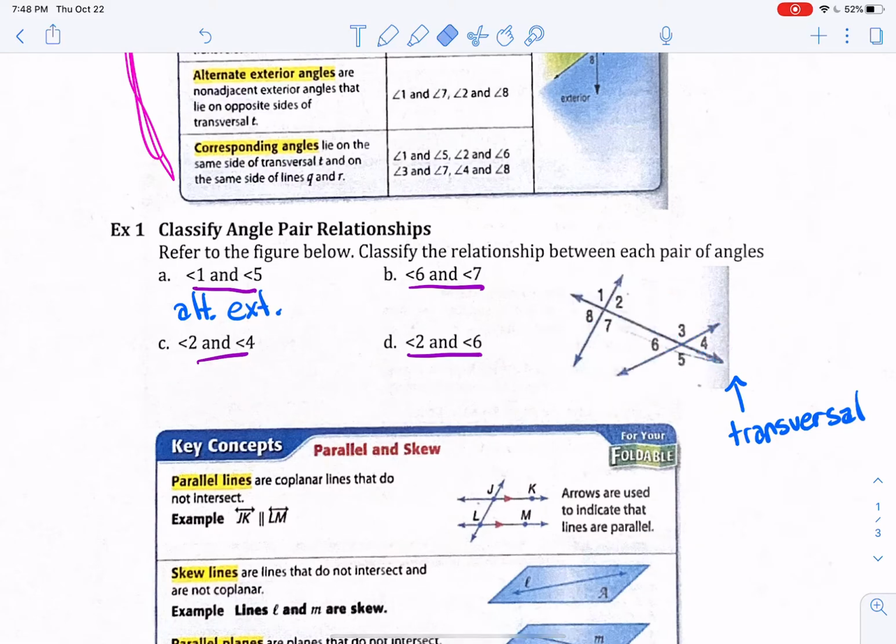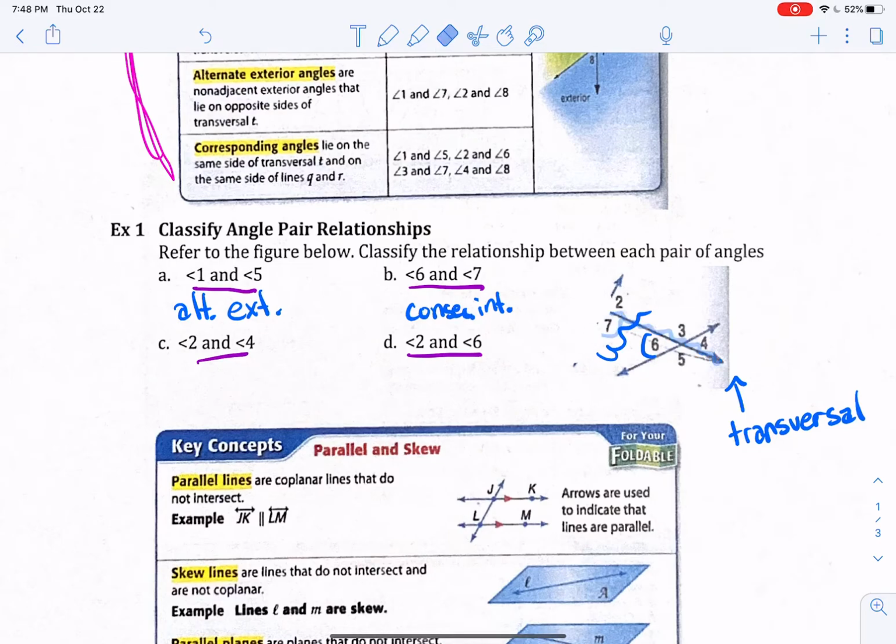Part B, 6 and 7. Those are on the inside, so those are interior angles. But since they're on the same side of the transversal, they are consecutive interior angles, okay?